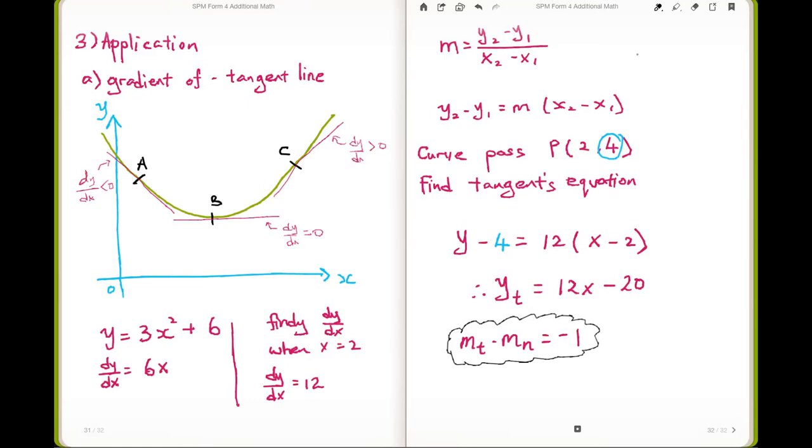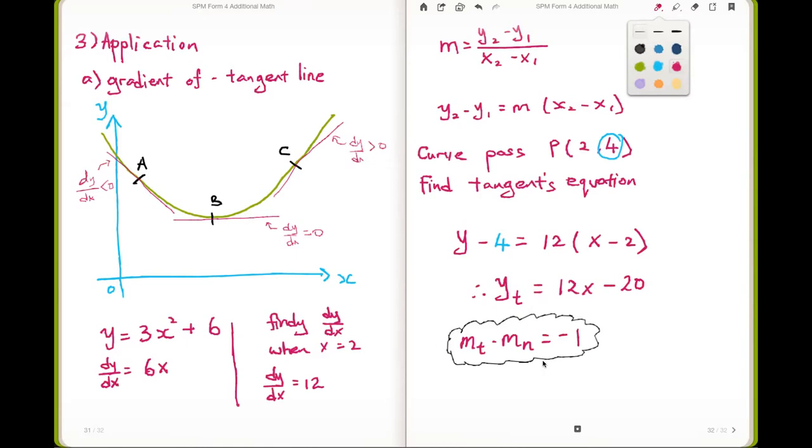The gradient of the tangent, obtained by dy/dx, times the normal gradient is equal to -1. So if you know the gradient for the tangent, you'll be able to get m_n, meaning the gradient for the normal. So you have to solve it. I'm not going to show you how to do it because you should know it by now, or you will learn it in chapter 6 of Form 4.